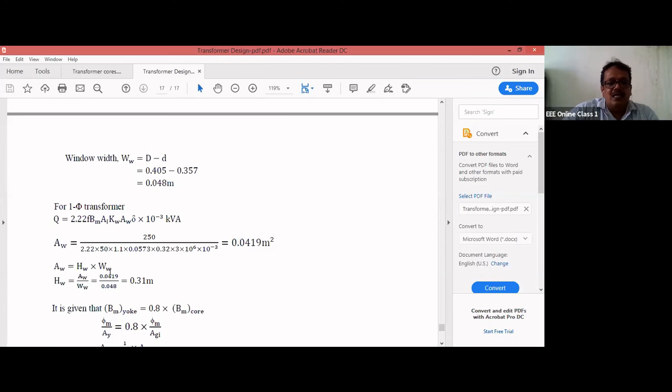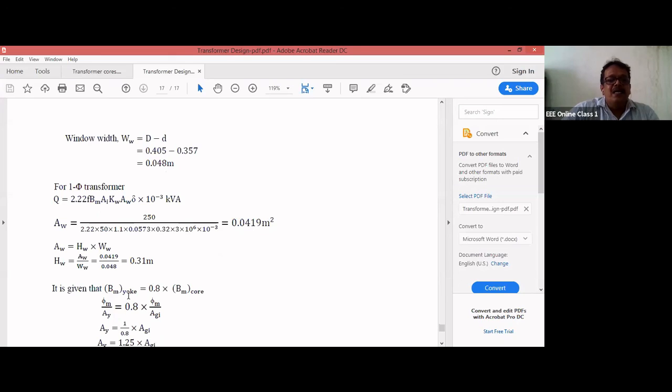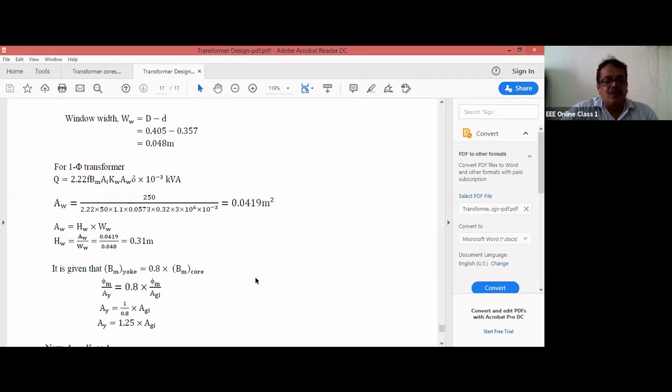Okay. Once you calculate WW, the width, then you go for the output equation. From that, you can calculate AW. AW is HW into WW. And once you know the area and WW, I can calculate the height of the window. Height of the window is something about 0.35 meter.